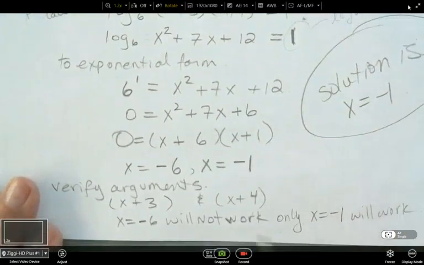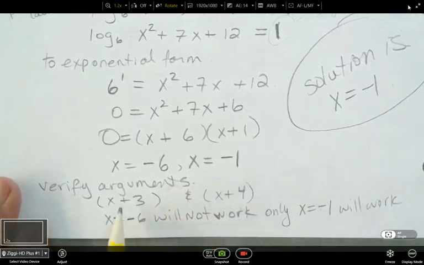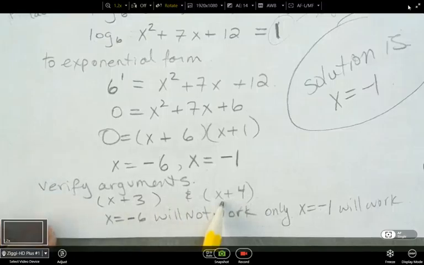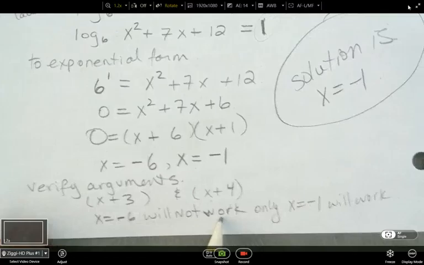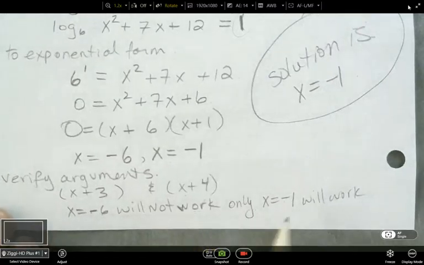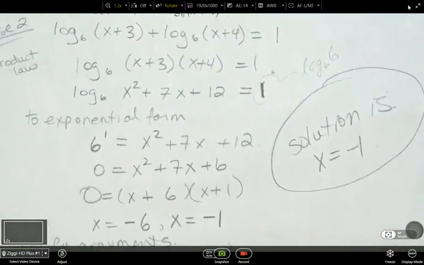So once we get to our quadratic, factor it to x plus 6 and x minus 1, giving negative 6 and 1. Then you want to verify your arguments. So my arguments in the original question were x plus 3 and x plus 4. I can very quickly see that if I put in x equals negative 6 into either of these, it will not work. It'll give me a negative number, and I can't have a negative argument. So the only solution is x equals 1, because when I plug it in here and here, I end up with a positive number for my argument. All right, so that's it for that.